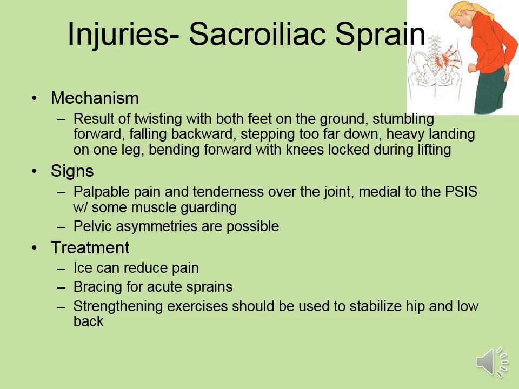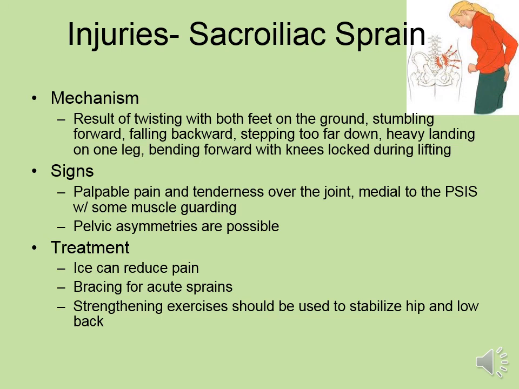Treatment, ice can reduce pain. It's kind of hard to get to the joint because it's actually covered with a bony ledge. So ice might get to it. If not, it'll at least help with some of the muscle spasm in the surrounding areas. We can use a brace for an acute sprain, and a lot of people do get relief from SI belts or braces. A lot of times they're just a belt that's maybe 2 to 3 inches wide, and you just put it around your hips and you snug it down, and it helps to add some stability.